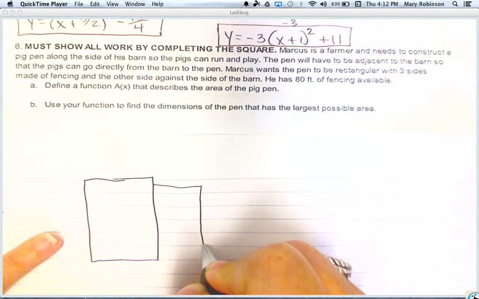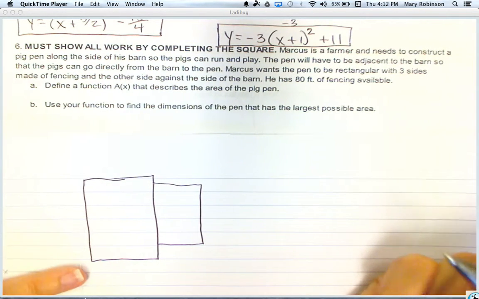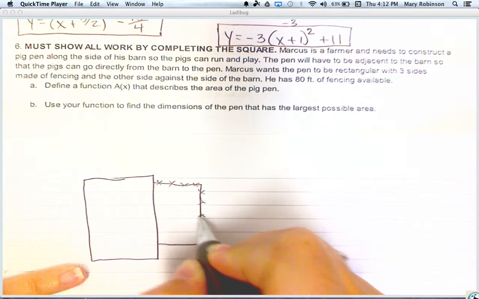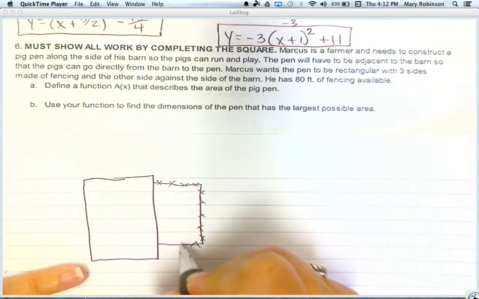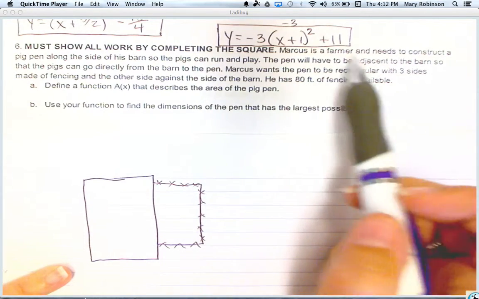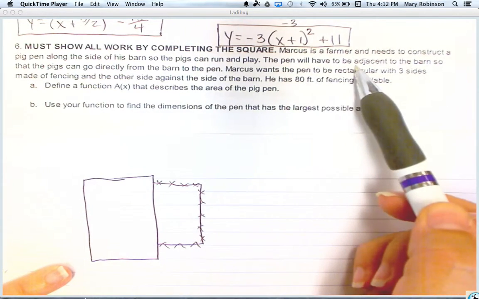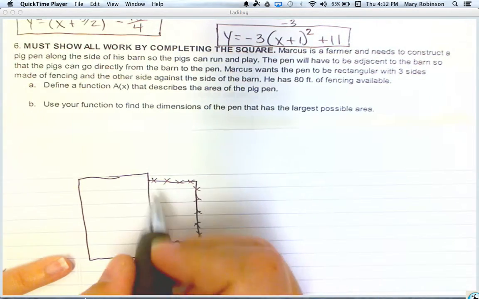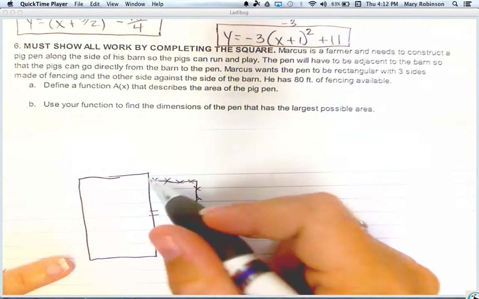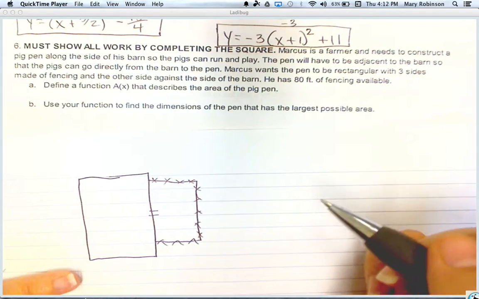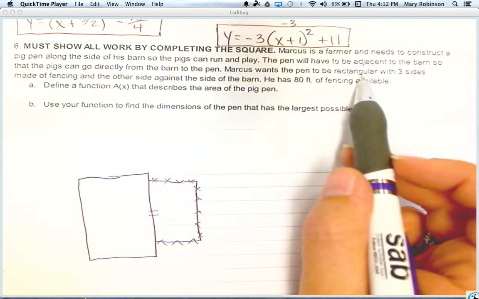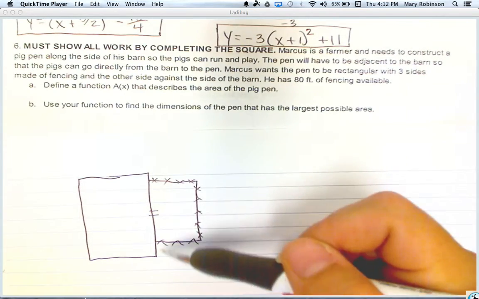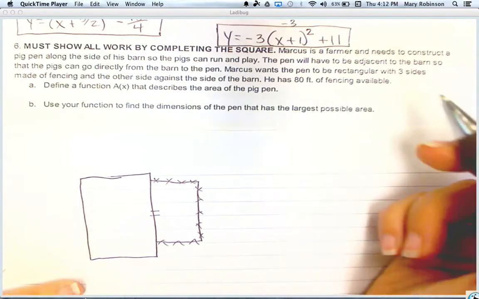So this is similar to the problem that we did in class. You're going to have a three-sided fence, where you have to put up fencing on 3 sides. It says the pen will be adjacent to the barn. Adjacent just means next to, so that the pigs can go from the barn to the pen, meaning this is basically what the picture looks like. He wants the pen to be rectangular with 3 sides made of fencing and the other side against the side of the barn. And he has 80 feet of fencing available.